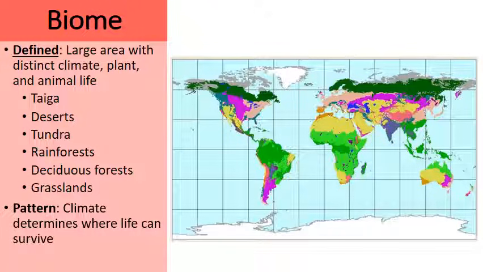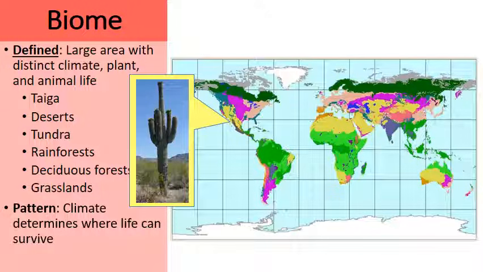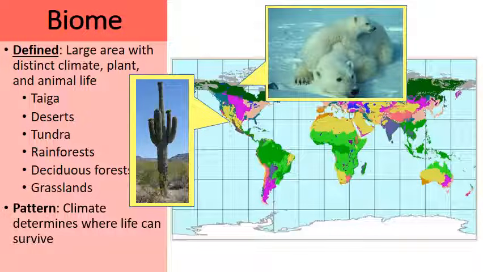And so the pattern is that the climate of a biome really determines what life can survive. Here's kind of a map of the biomes of the world. There's a reason we find cacti in, let's say, the Southwest desert of the United States here, because the climate of this particular biome supports their growth. There's a reason we see polar bears in northern Canada and this area of the world, because they are adapted to the climate of this particular biome.